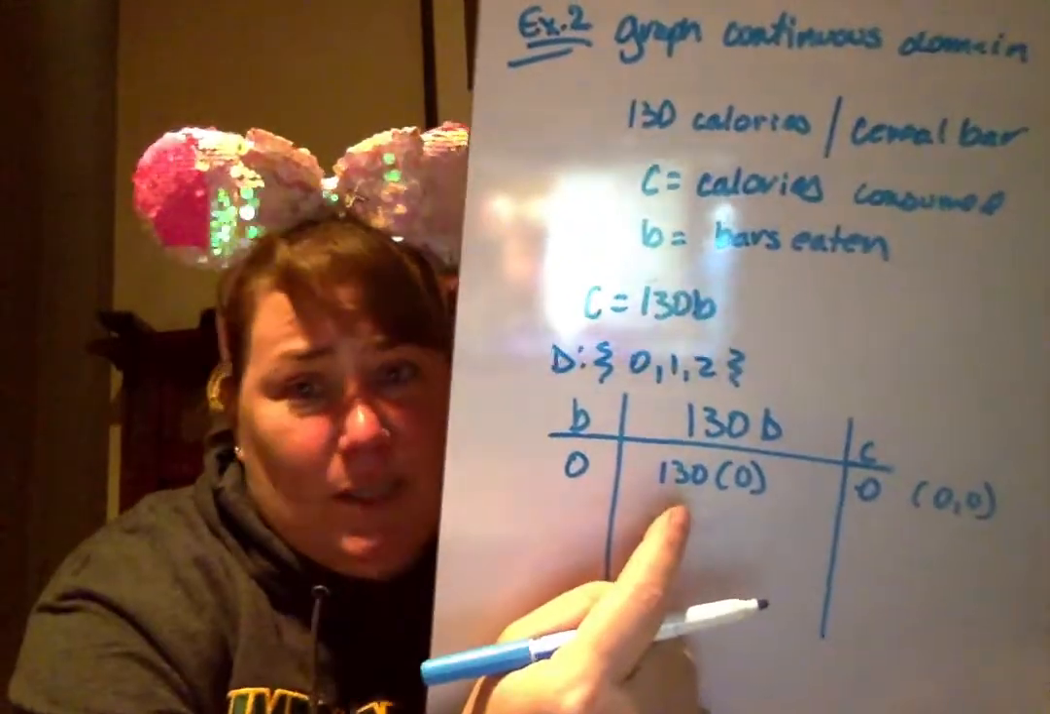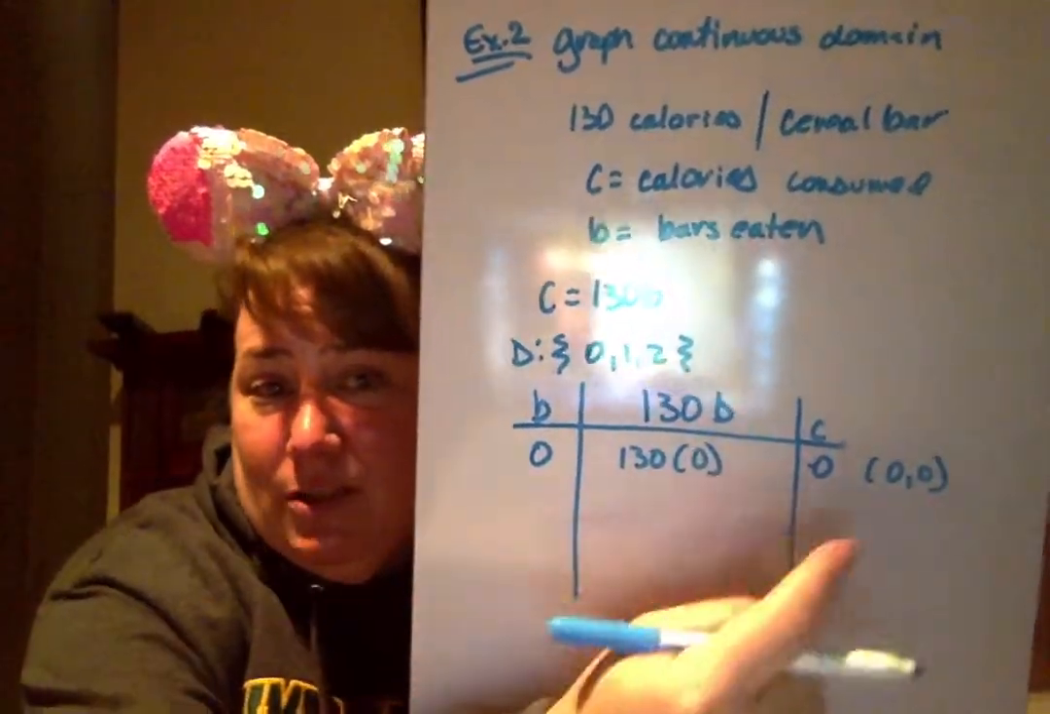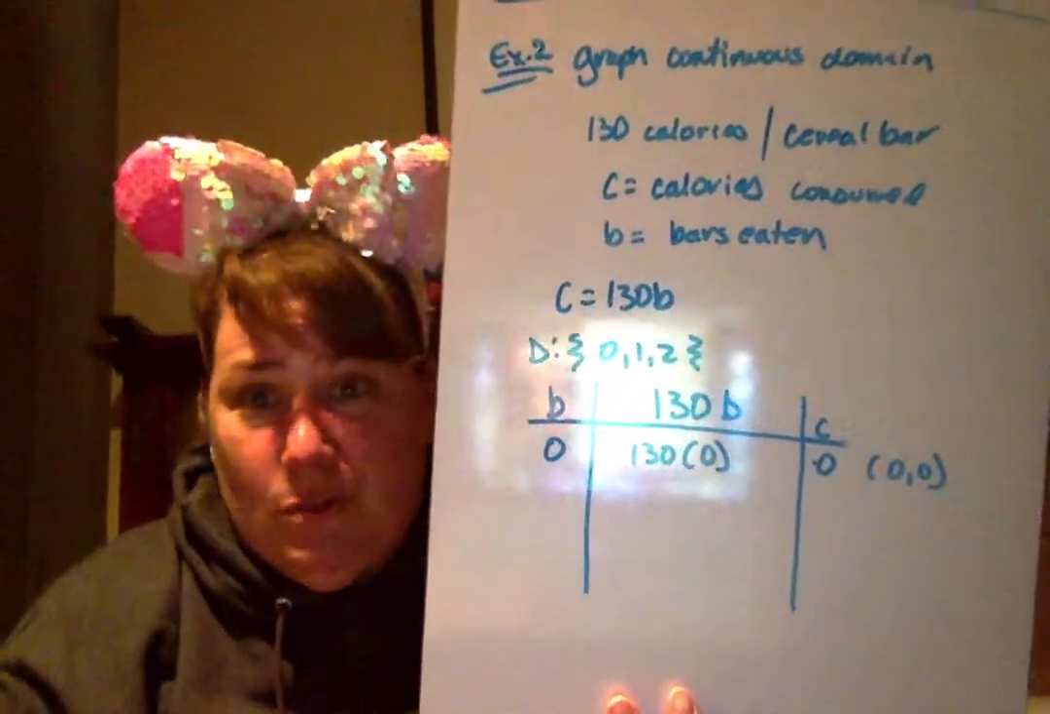0 bars times 130 calories. Well, it's going to be 0 calories consumed because you didn't eat any. So then if you have 1 bar, so 130 times 1. You're eating 1 bar, so it's 130 calories. So 1 bar is 130 calories.